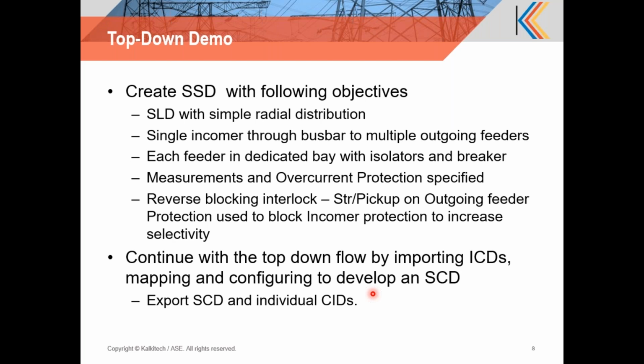Functions specified are measurements and overcurrent protection, the basic overcurrent protection on the feeders, the incomer as well as the outgoing. And just to keep things interesting, we'll also specify a reverse blocking. This is an interlock where the start or the fault pickup on an outgoing feeder is used to block the incoming protection, the incomer feeder protection. It prevents the incomer protection from tripping the incomer, so that the rest of the outgoing feeders are still serviced. Basically, it increases the selectivity of the fault handling.